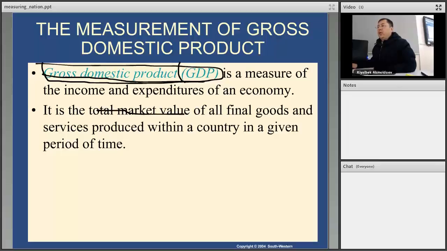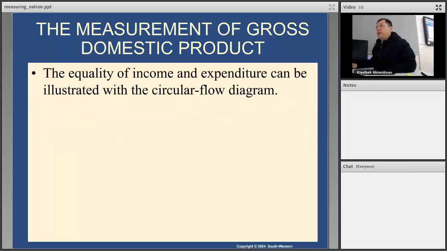So what is it? It is the total market value. It is important, market value of what kind of goods? Final goods and services. Produced, very important. Produced where? Within a country, so inside the country, in a given period of time. This is also important.